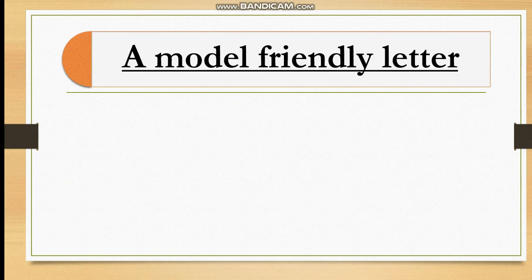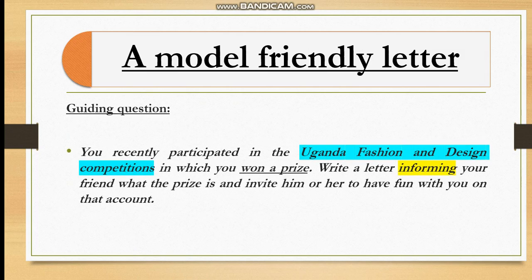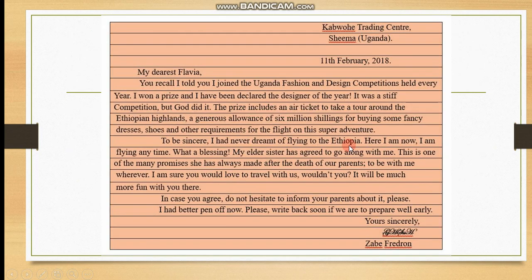Okay, let's look at the samples of the informal letters, or friendly letters, personal letters. We have our question here. This person has participated in the Uganda fashion and design competitions and has won a prize. Now, this letter has a purpose. You have to inform the person you're writing it to, but also invite them. So as a student, every time you're writing a letter, make sure you look at what the question wants. This one has two purposes. You have to inform and then invite. Let's continue and see.